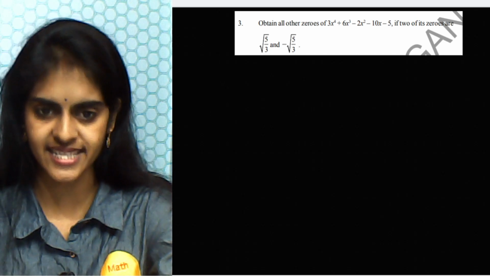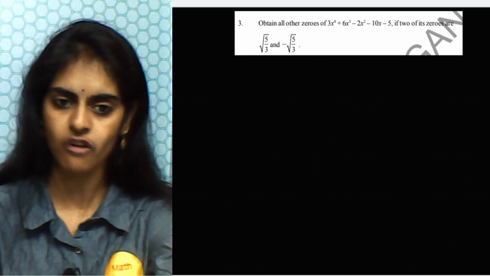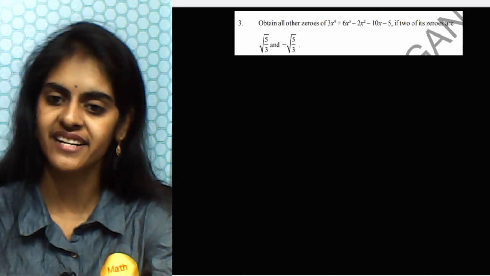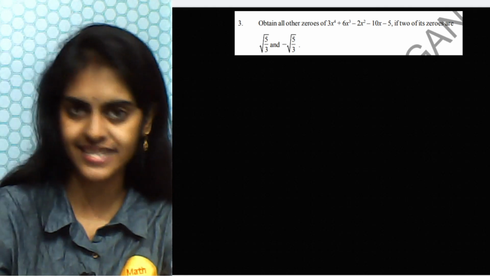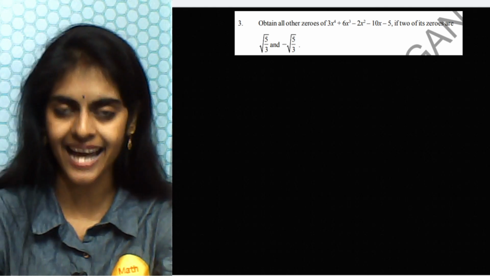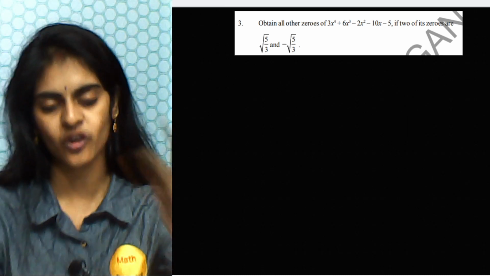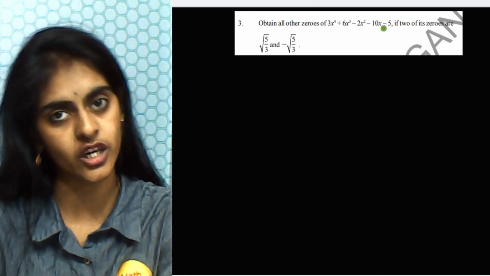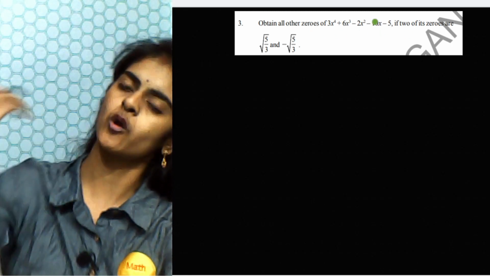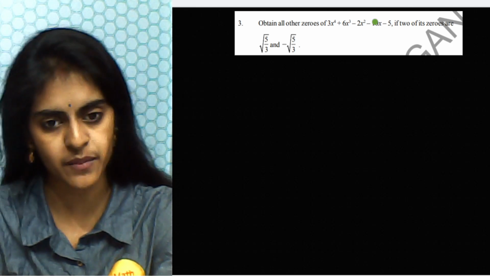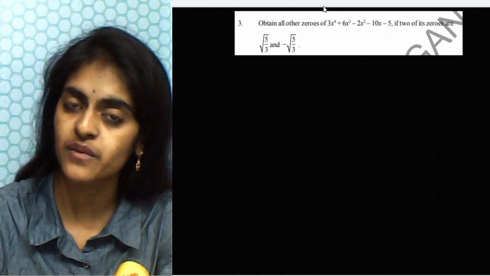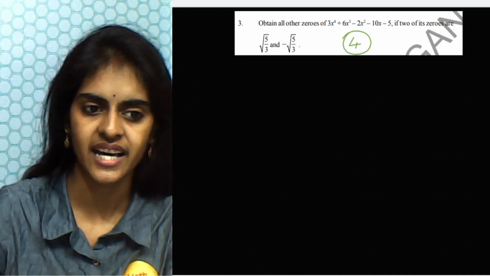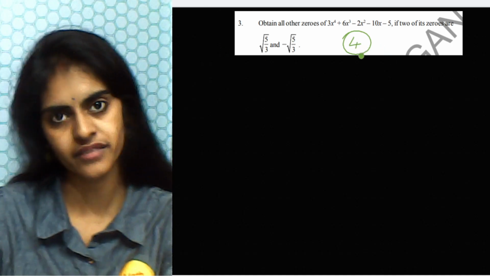So here is the third question. Obtain all other zeros of 3x power 4 plus 6x cube minus 2x square minus 10x minus 5, if two of its zeros are root 5 upon 3 and minus root 5 upon 3. Firstly, tell me what is the degree of this polynomial. The degree of a polynomial is nothing but the highest power of the variable term. You can see that 4 is the highest power of this variable term, isn't it? So 4 is the degree of this polynomial.